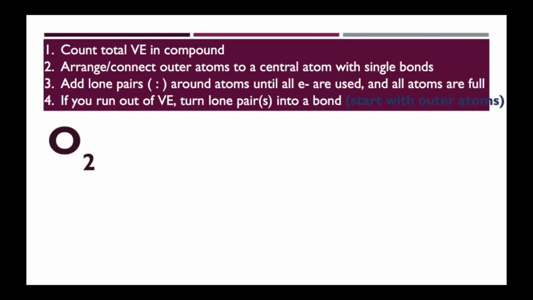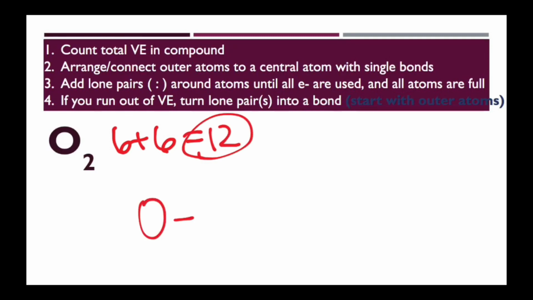So let's start by counting up the electrons from these 2 oxygens. 6 plus 6 means 12. I don't exactly have a central atom here since there's just 2 O's, but that's kind of neither here nor there. We just need to connect the 2 O's together. So I've used 2 out of my 12 electrons.